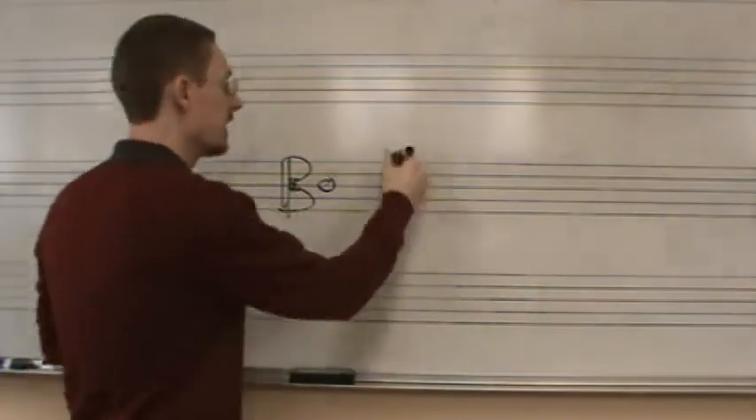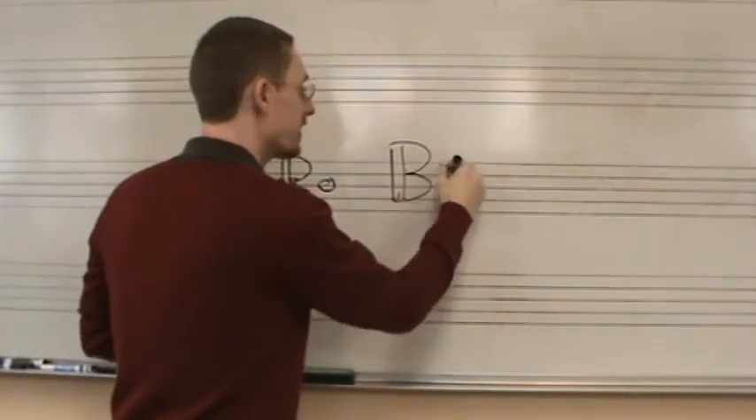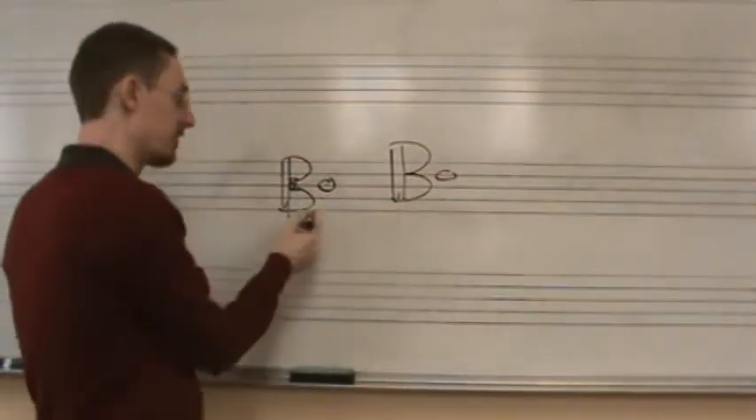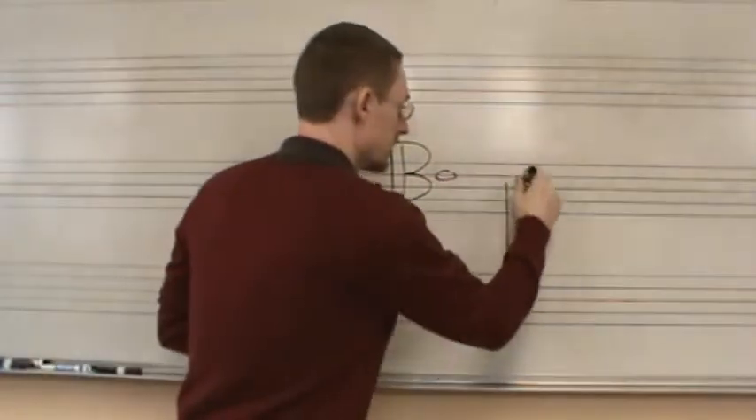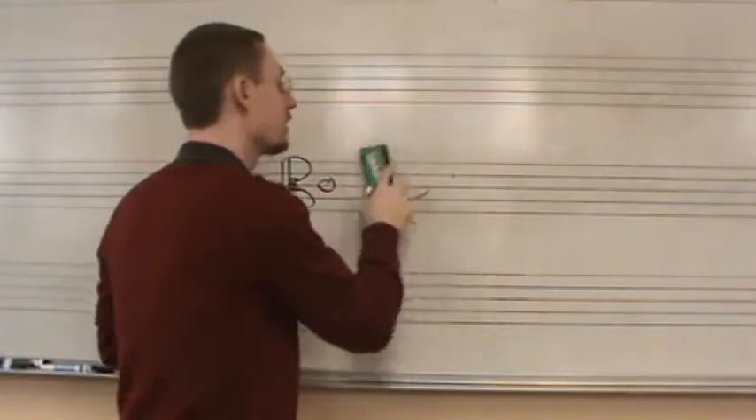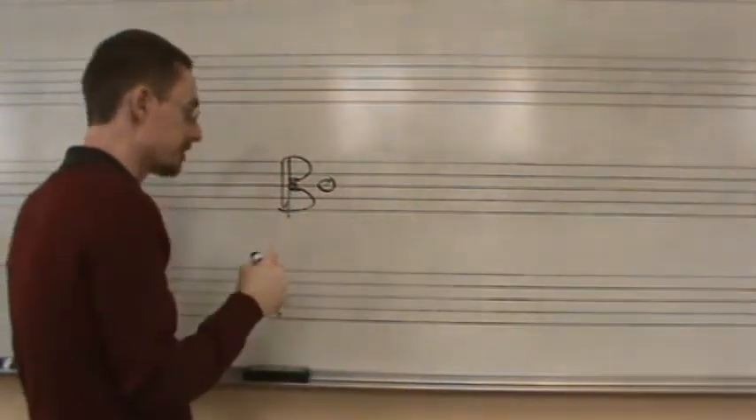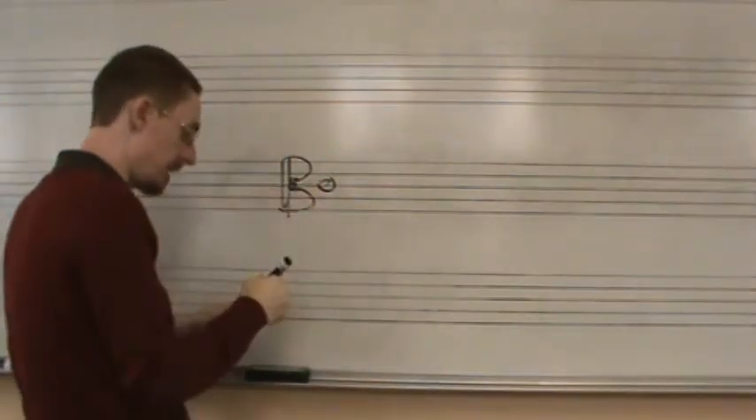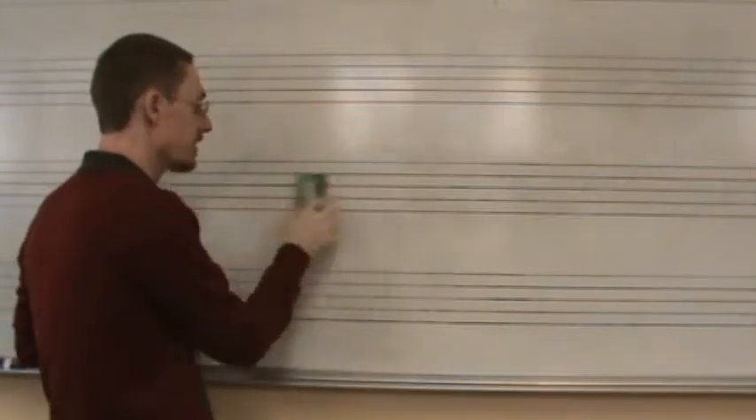Middle C. It's often here. That's called tenor clef. This is called alto clef. Mezzo soprano clef. You can put it anywhere you want to save space. But the one we're going to talk about right now is alto clef. So where the notch is, that is where middle C is.